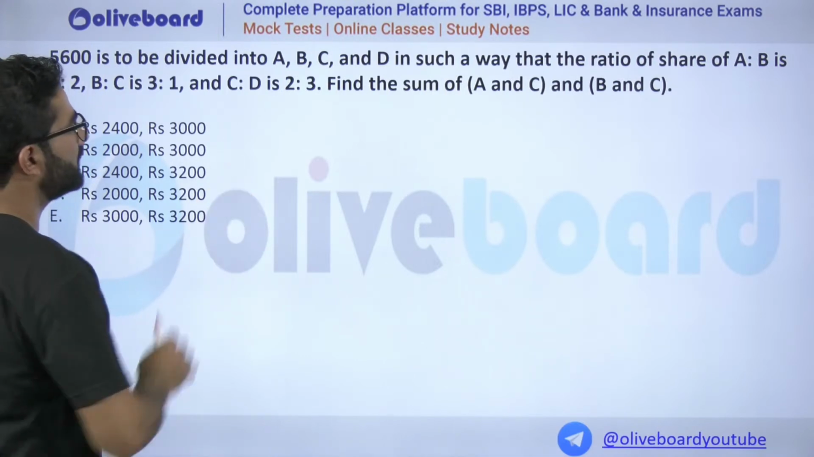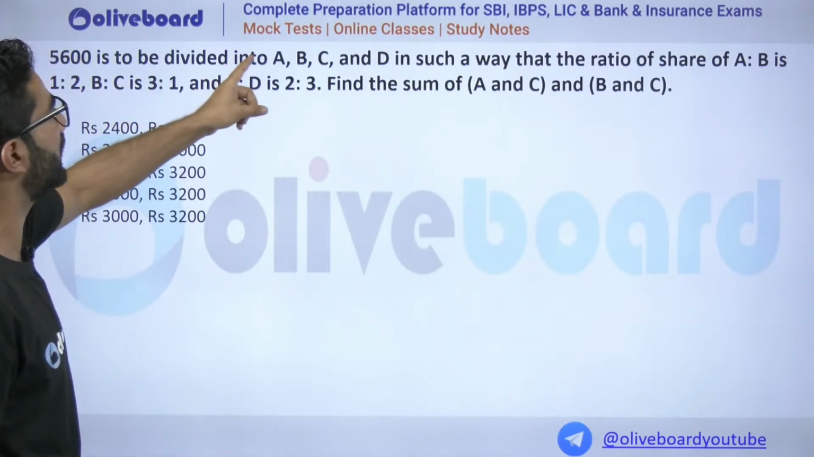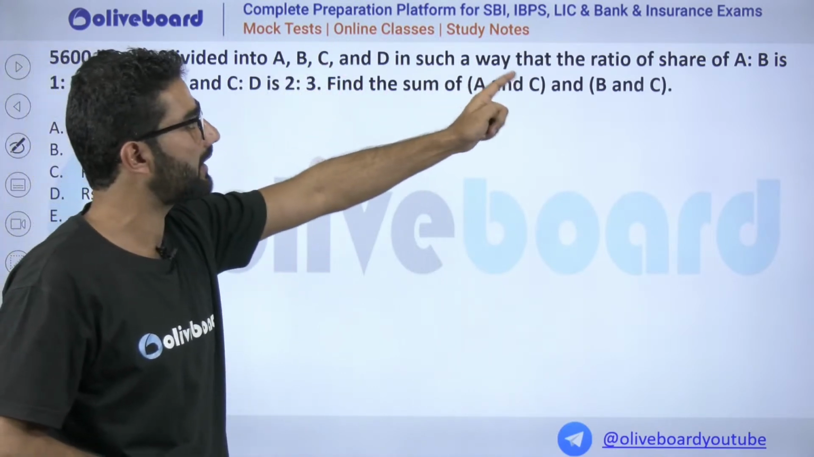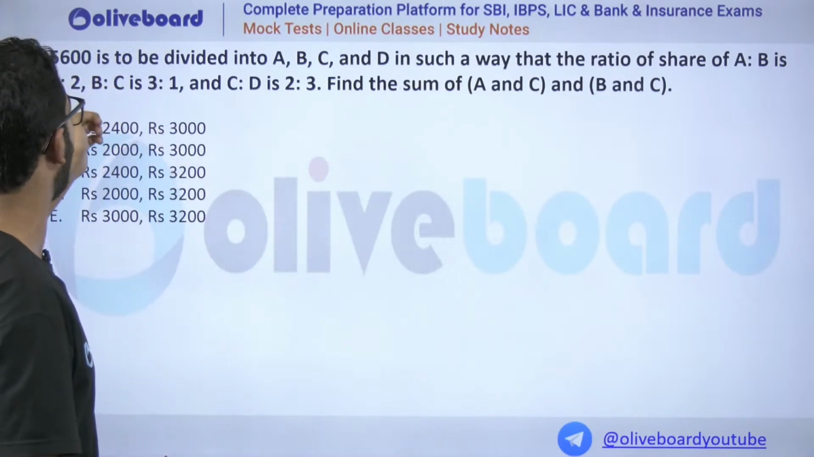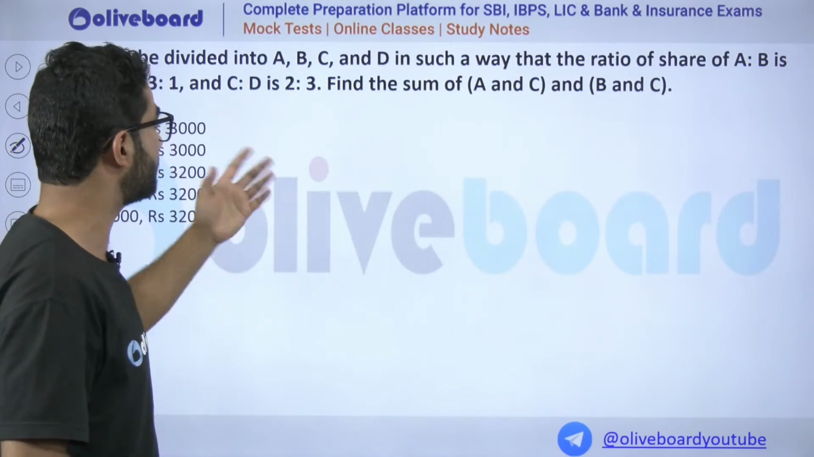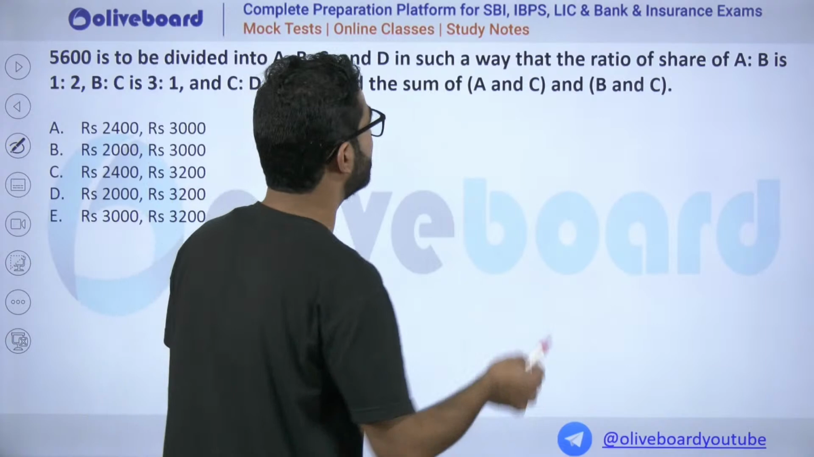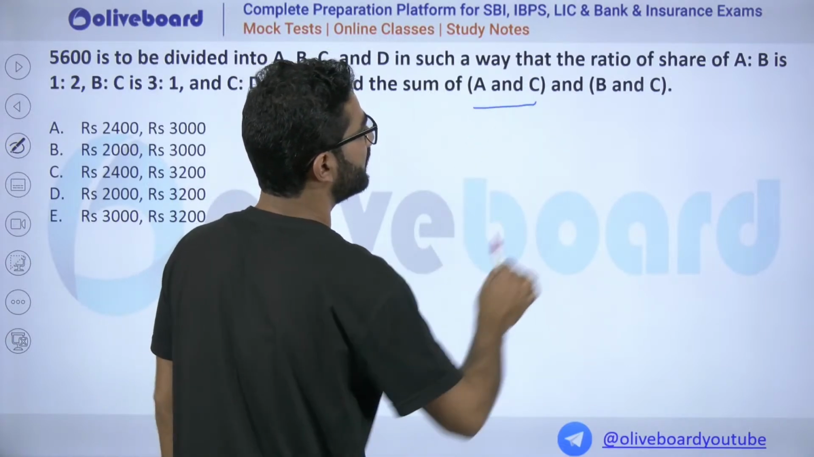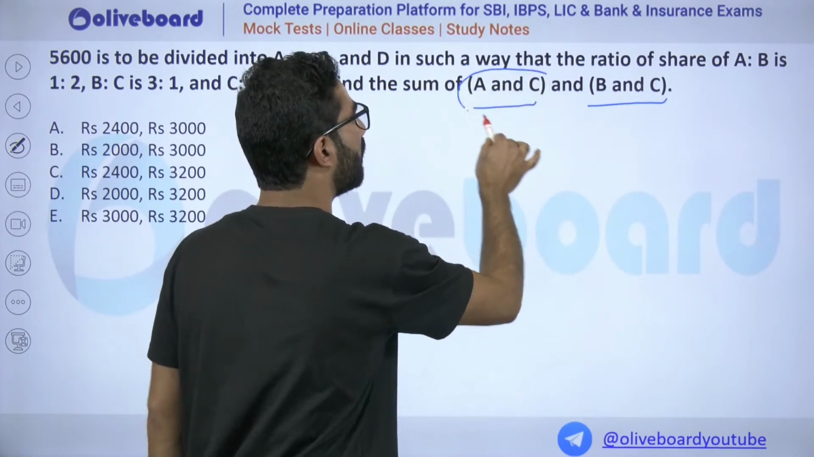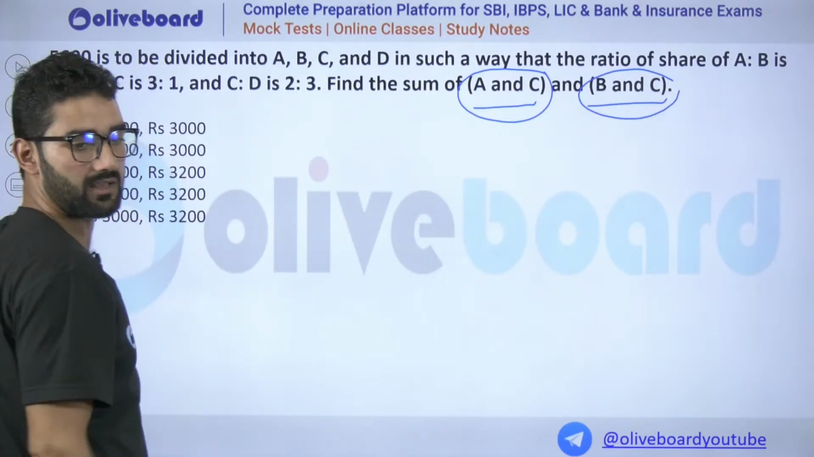Okay, so the question is that some amount 5600 is divided among A, B, C, and D in such a way that the ratio of the shares of A and B is 1:2, B and C is 3:1, and C and D is 2:3. Find the sum of A and C and of B and C. I mean, we have to calculate the sum of what A and C get and what B and C get. Separate answers are given for both.